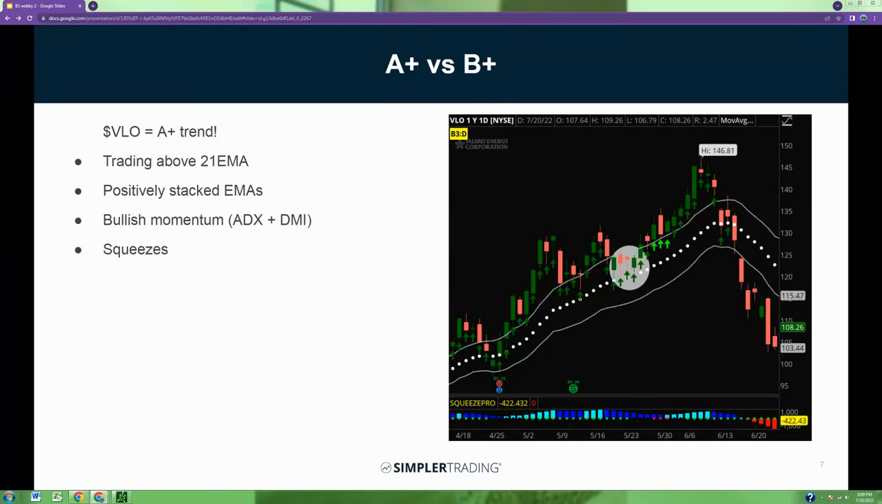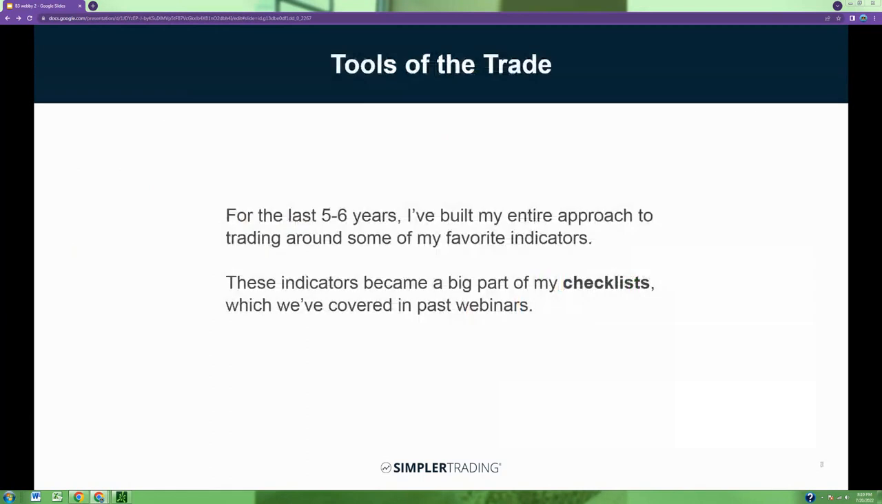I took Dominion, the dud, the subpar setup. Meanwhile, Valero was just cranking on all cylinders. Based on my standards, it was picture perfect. It goes on to make a beautiful move. So a good example of the costly mistakes, and we're not in a market where we can afford these costly mistakes. We can't trade the B+ subpar setups.